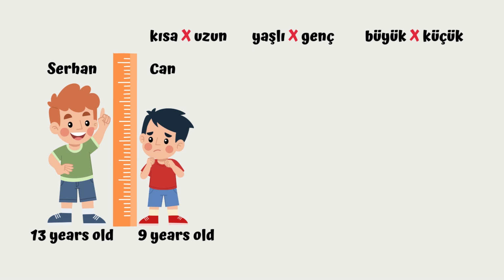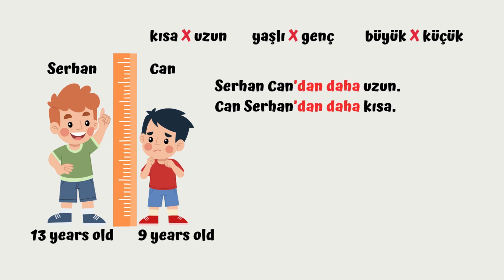So I'm going to use uzun, kısa first. So Serhan Can'dan daha uzun. Don't forget apostrophe there. After proper nouns, we put apostrophe. Right? Or Can Serhan'dan daha kısa.